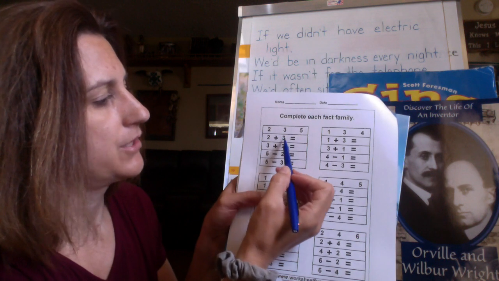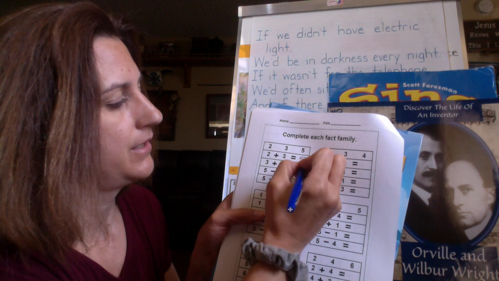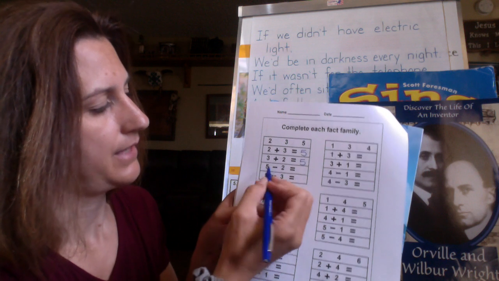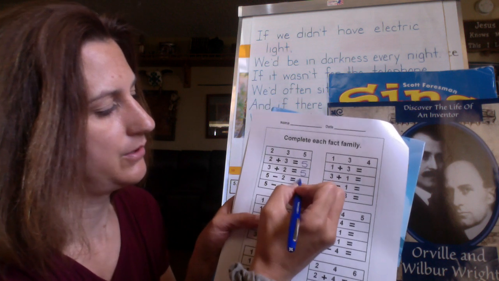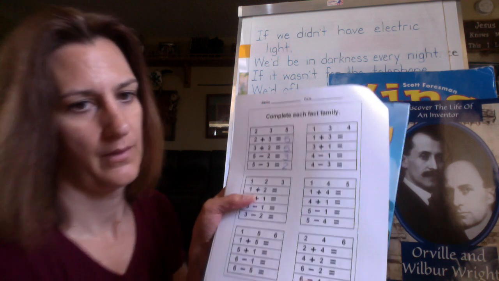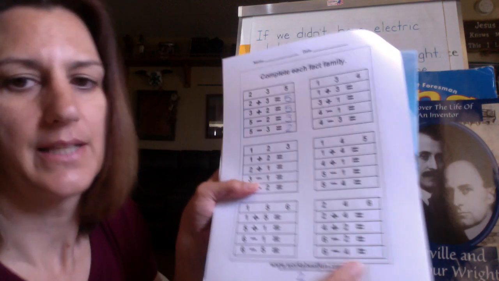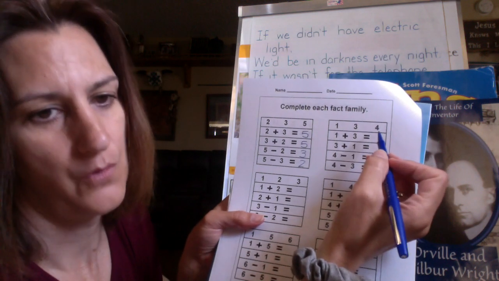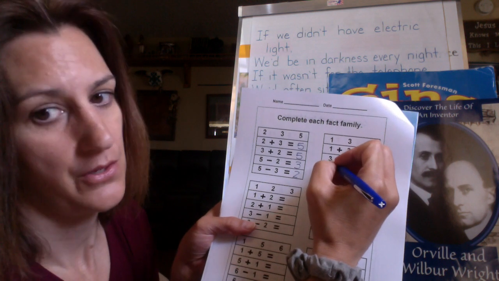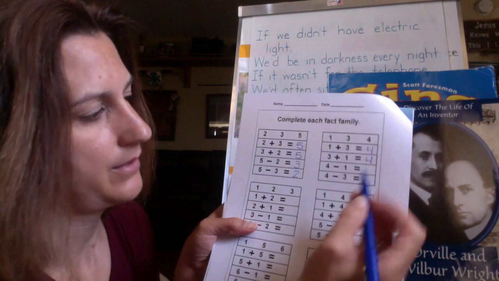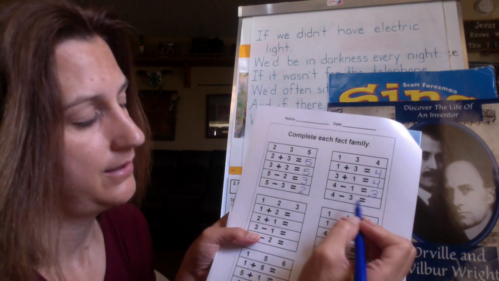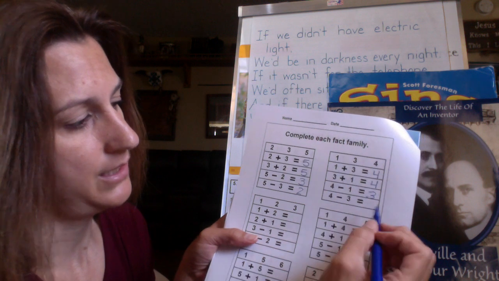So we're going to go 2 plus 3 equals 5. The turnaround fact, 3 plus 2 equals 5. Then I'm going to read it backwards. 5 minus 2 equals 3. 5 minus 3 equals 2. Okay, let's look at the next one. It says 1, 3, and 4. So 1 plus 3 equals 4. Turnaround fact, 3 plus 1 equals 4. Then I'm going to read it backwards. 4 minus 1 equals 3. 4 minus 3 equals 1.